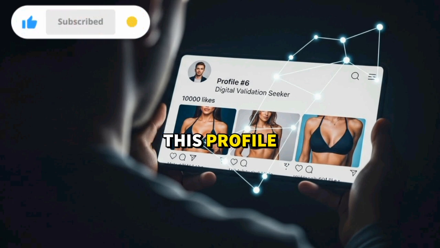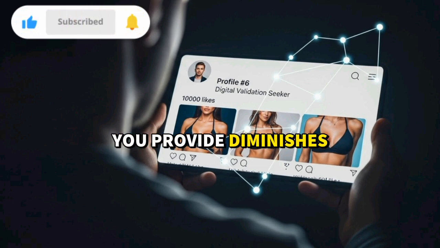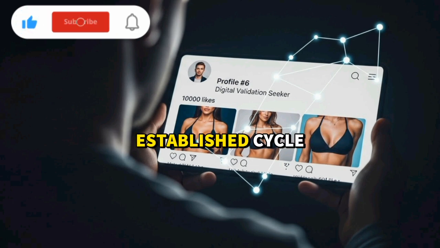Involvement with this profile positions you as the next in sequence. When the novelty you provide diminishes, you will be replaced, continuing the established cycle.